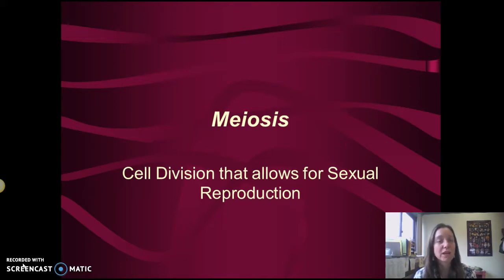Meiosis, on the other hand, only happens in the testes of males and the ovaries of females. That's for humans. It's different organs with plants to make gametes. And so gametes come together in sexual reproduction. So meiosis is used just so sexual reproduction can happen, so that sperm cells can be produced and egg cells can be produced.